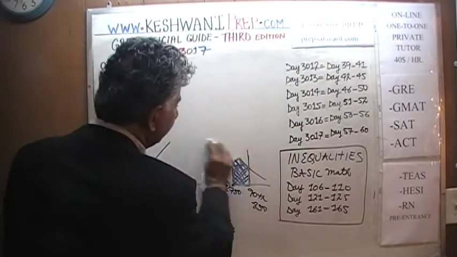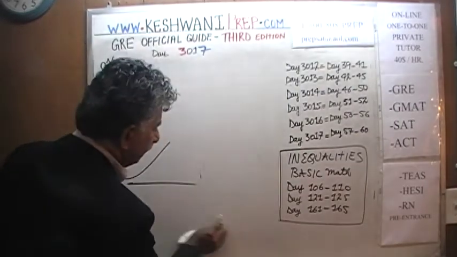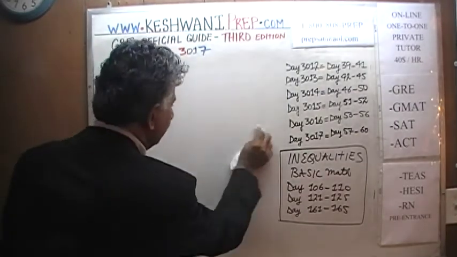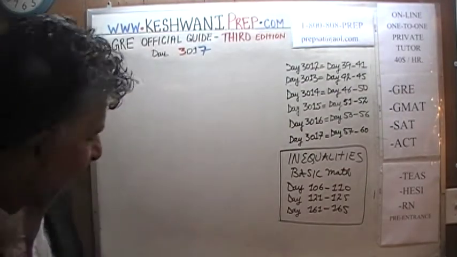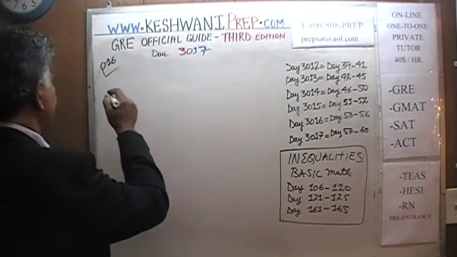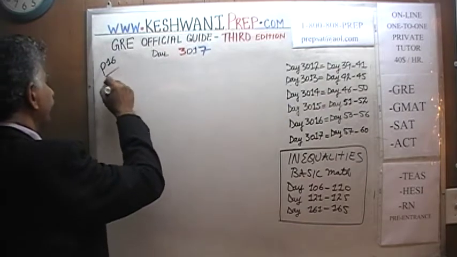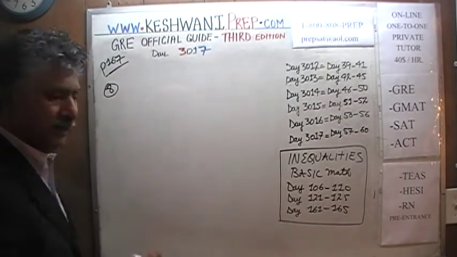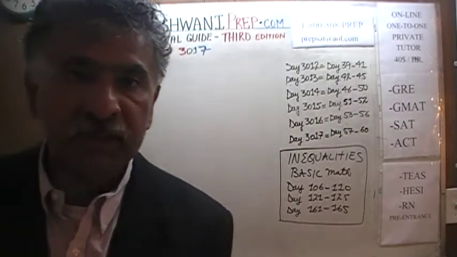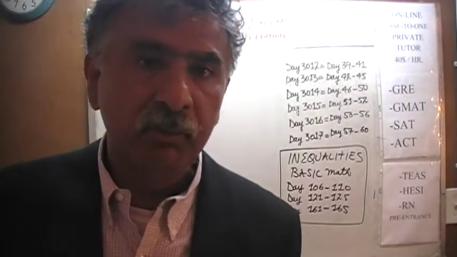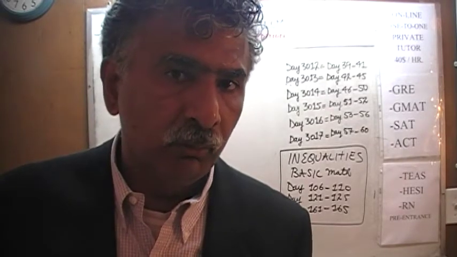For the time being, we're going to skip question number 7. We're going to start with 8, because 8 and 9 are simple problems. I want to get them out of the way before we get into number 7, because I want to spend some time with you on question number 7.